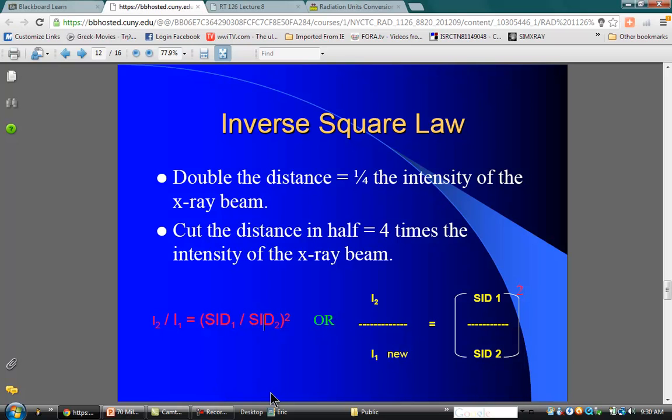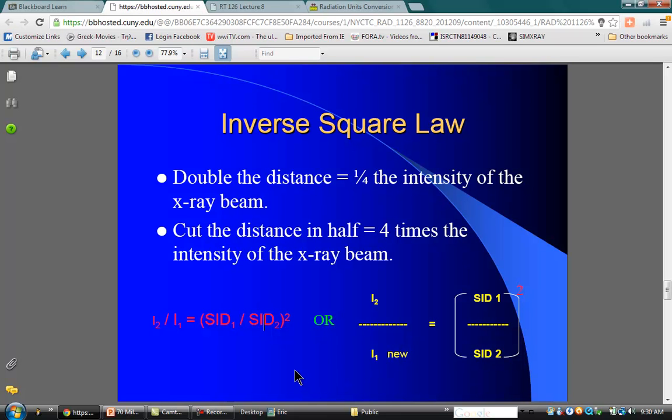The way the inverse square reads is I2 over I1 is equal to SID, or your distance 1, over your distance 2 squared. It doesn't matter whether you put the 1 on top or the 2 on top, as long as the sides don't match. In other words, intensity 2 goes with distance 1, and intensity 1 goes with distance 2. Right? This right here cannot match this one here.